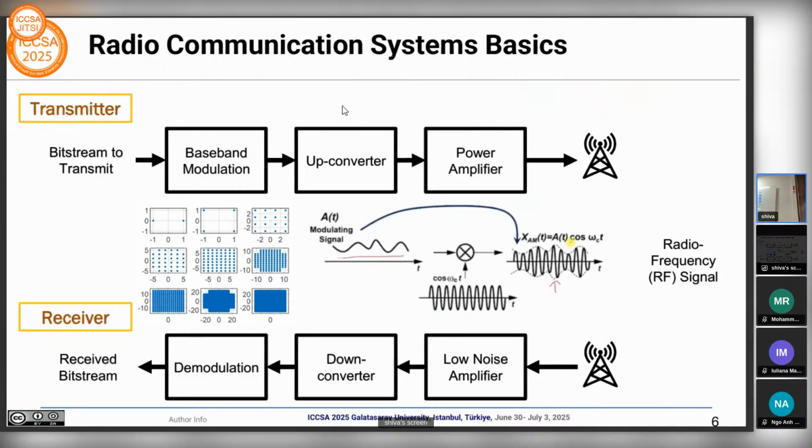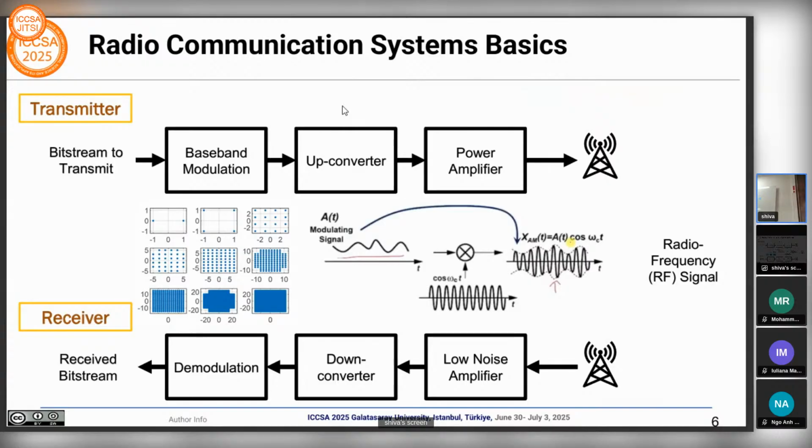Then this generates a waveform at a low frequency. Then in order to adapt this waveform to be radiated using the antenna, we have to raise the frequency. We have to move to a higher frequency. This is basically done by multiplying the baseband waveform at a lower frequency by a sine or cosine wave. It basically moves the signal to a higher frequency, and then it can be propagated.